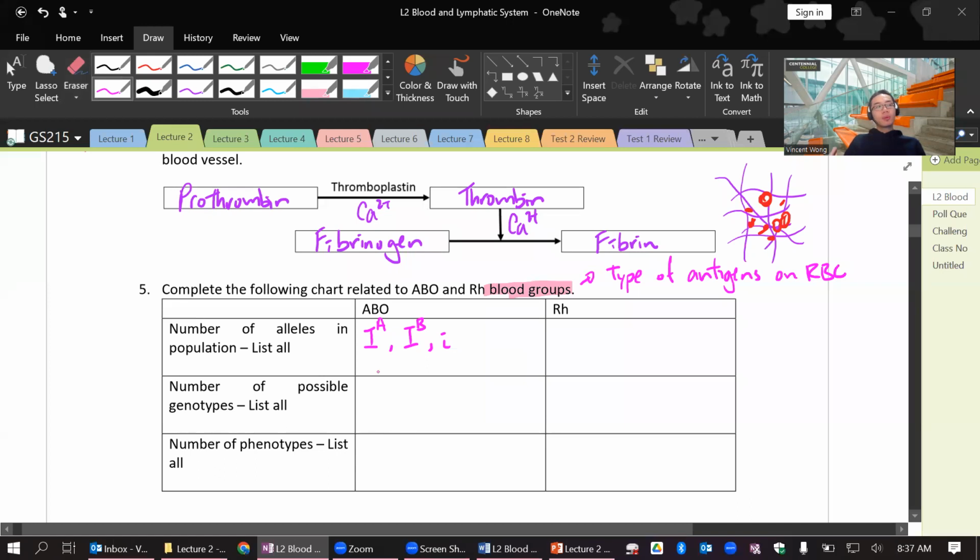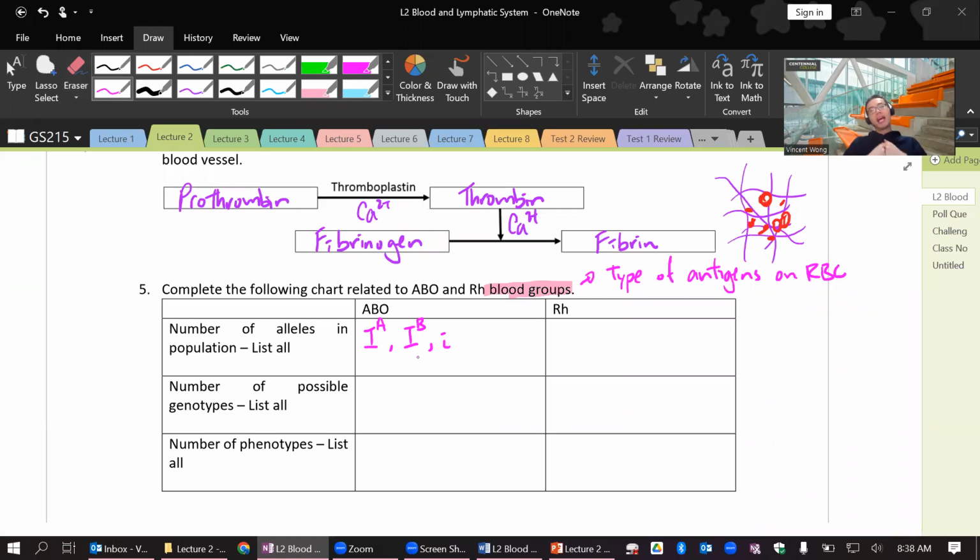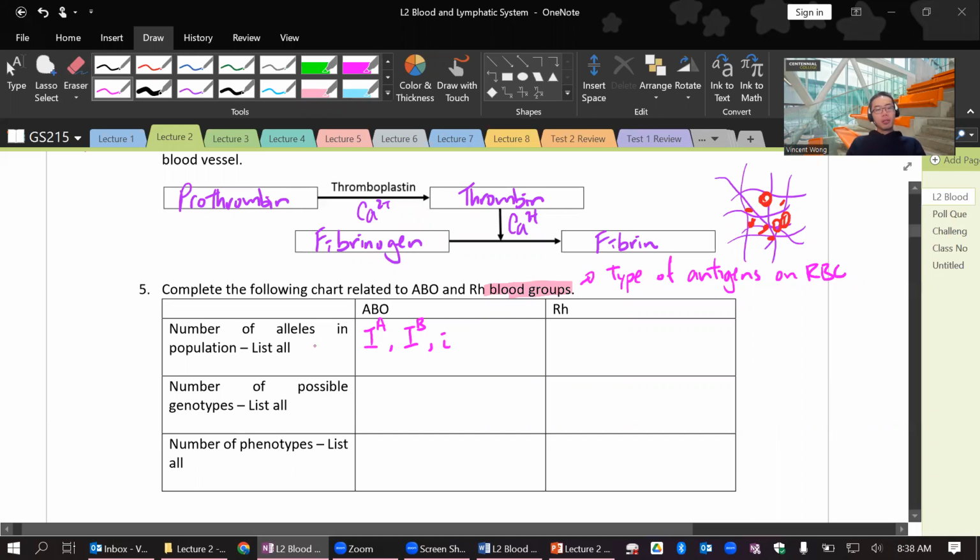How many possible genotypes can we make up with these alleles? Remember, even though there are 3 alleles in the population, because we are diploid, we only have 2 sets of chromosomes. At most, we can have 2 of the alleles. They could be the same, they could be different. So how many possible genotypes exist for the ABO blood group?